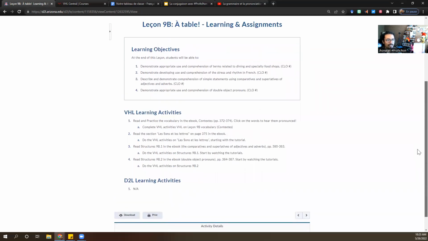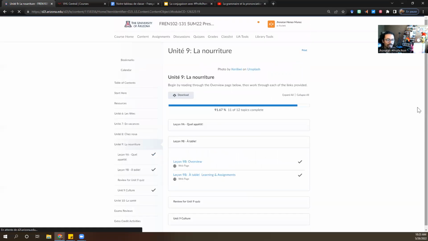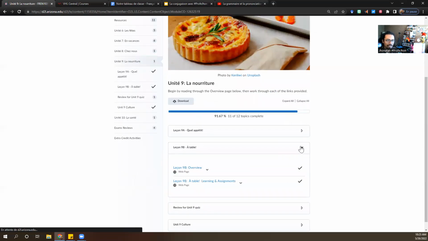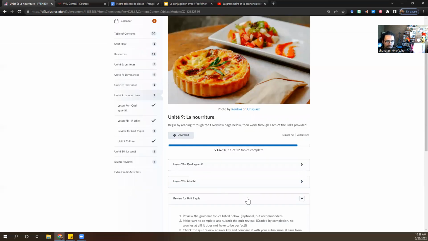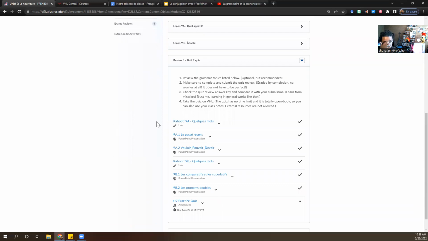Regarding the grammar aspects of the unit, remember that you have some resources prior to taking the unit quiz and unit test. Then, what we have here? We have the review for Unit 9. Remember that this review is part of the class and it is mandatory to complete the practice quiz. Once you complete the practice quiz here, you will have access to the answer key below, so you can compare your responses.